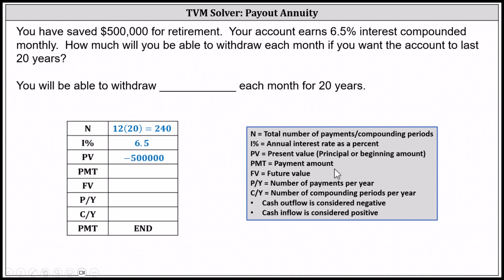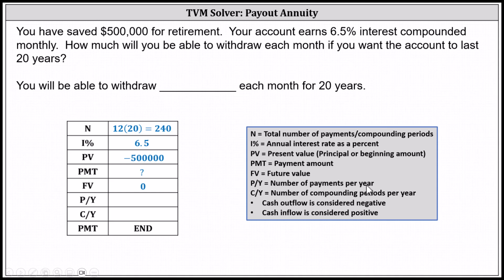PMT equals the payment amount, or in our case, the monthly withdrawal amount, which is unknown. Let's enter a question mark. FV is the future value, which will be the account balance after 20 years. Well, after 20 years, all the money has been depleted or withdrawn, and therefore the future value is zero, which will always be the case for a payout annuity as long as the time frame is to term.